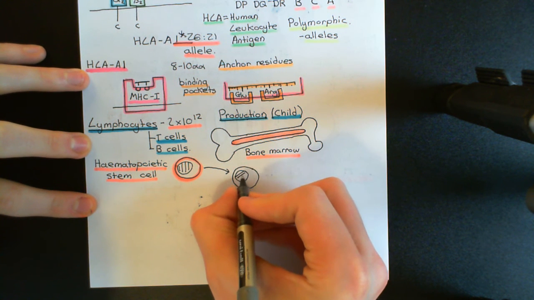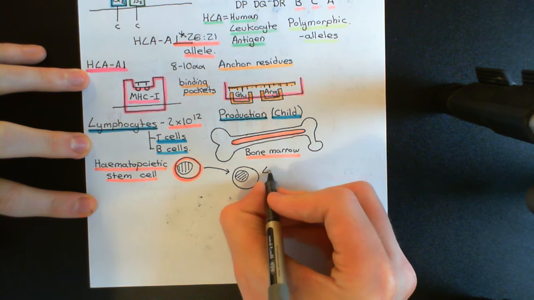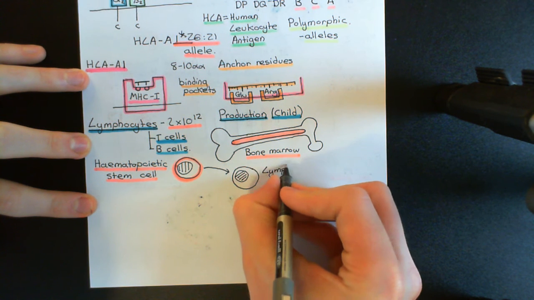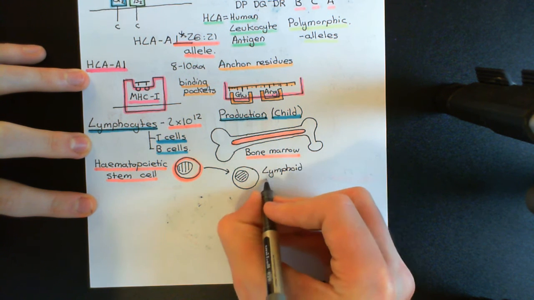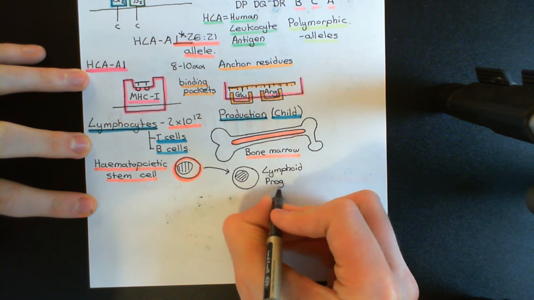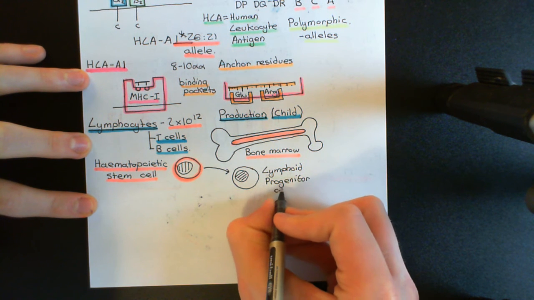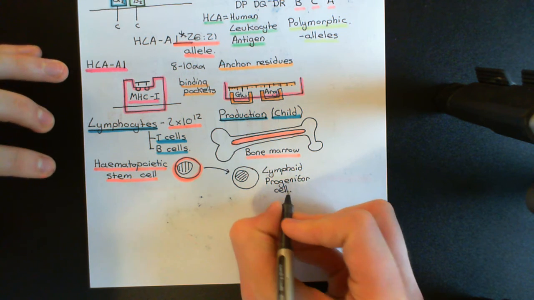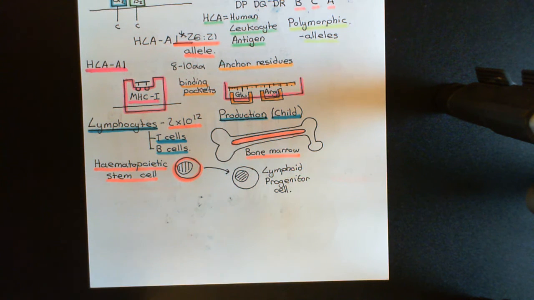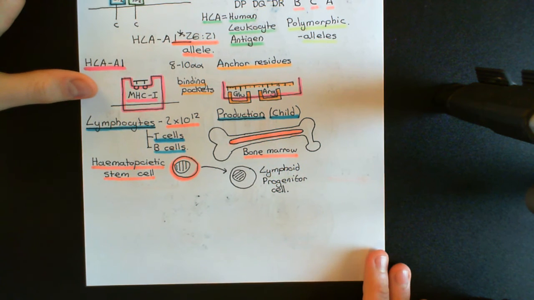So here you're going to produce lymphoid progenitor cells. So this is a lymphoid progenitor cell. And these lymphoid progenitor cells, they can either become B cells or T cells. Now, if they're going to become B cells, they're going to remain within the bone marrow, because the bone marrow is the site of B cell development.